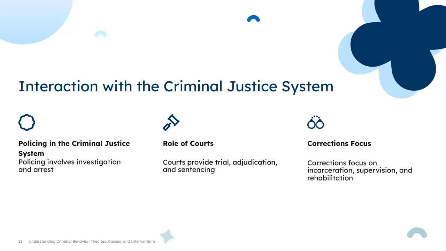When we talk about interaction with the criminal justice system, it's important to understand the distinct roles each part plays. First, policing is all about investigation and making arrests. Officers are responsible for gathering evidence and ensuring that suspects are taken into custody when necessary. Next, the courts come into play. They handle the trial process, making decisions about guilt or innocence through adjudication, and then determine appropriate sentencing based on the case.